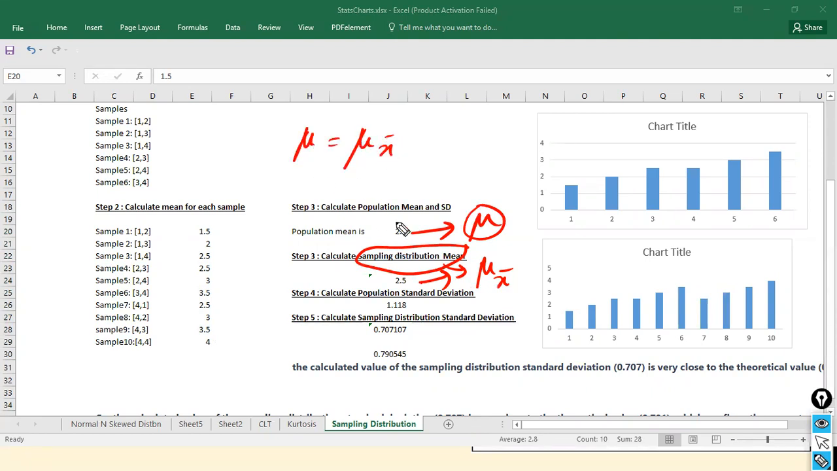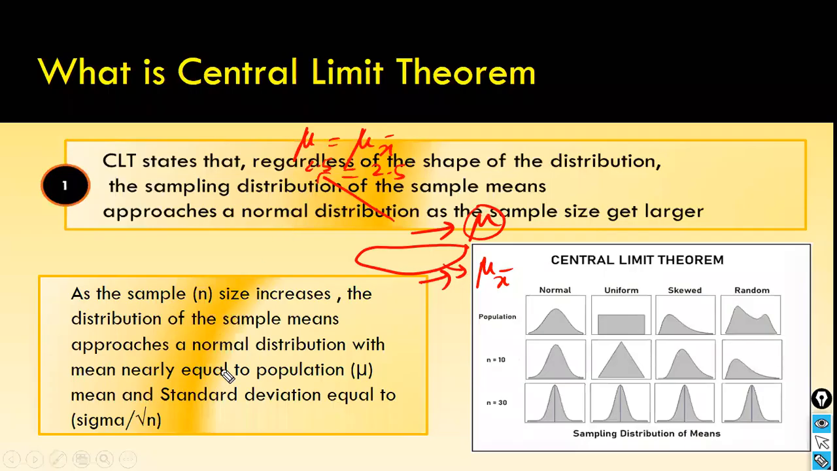In this case, the population mean mu is 2.5, and mu x bar is also 2.5. The sampling distribution mean is equal to the population mean. That is also one of the rule conditions in sampling distribution.